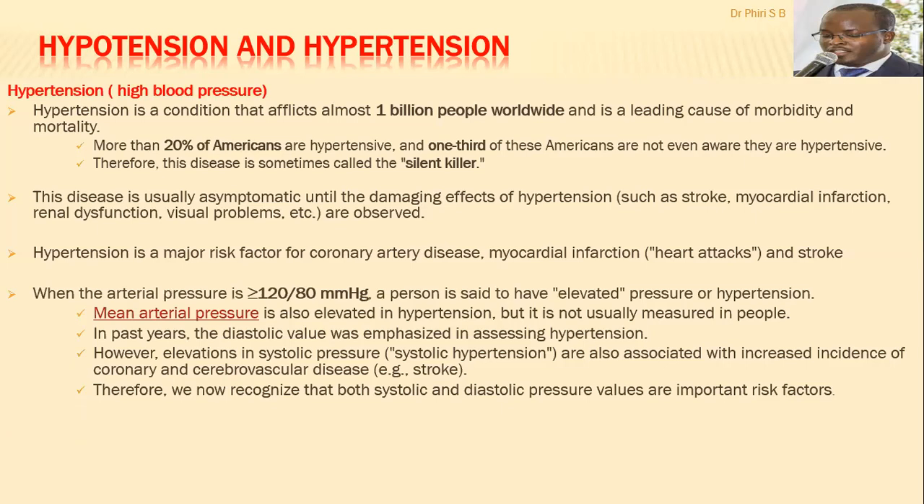Okay. So when do you diagnose one with hypertension or high blood pressure? It's when the arterial pressure is greater than or equal to 120/80. So if the blood pressure is greater than 120/80, these people are said to have elevated pressure or hypertension. Even the mean arterial pressure is also going to increase, but in most cases, mean arterial pressure is not measured in patients.